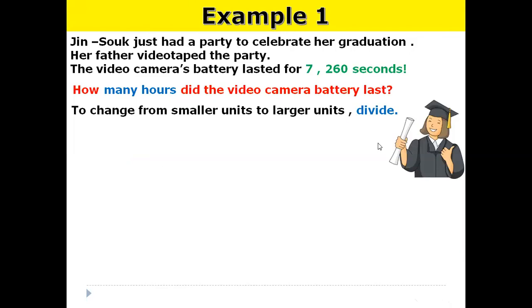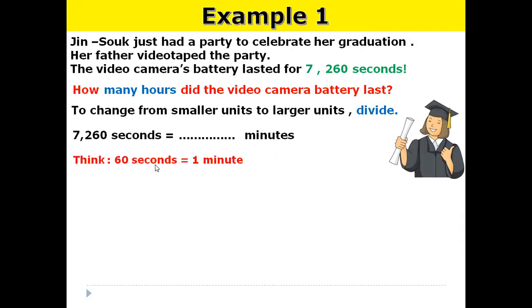And we know that from metric converting units. We can't jump directly from seconds to hours because there is a minute between them. So we have seconds, then minutes, then hours. So we should first change the seconds to minutes, then change the minutes to hours. Now, what do you think is the relation between seconds and minutes? We know that in each 1 minute, there are 60 seconds.